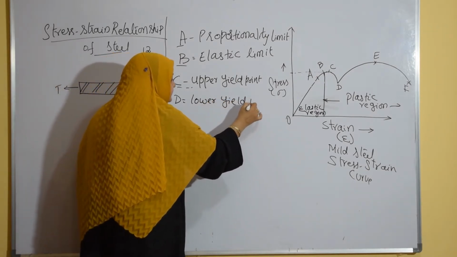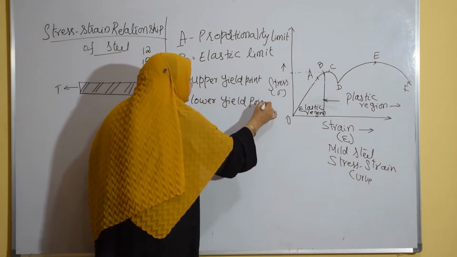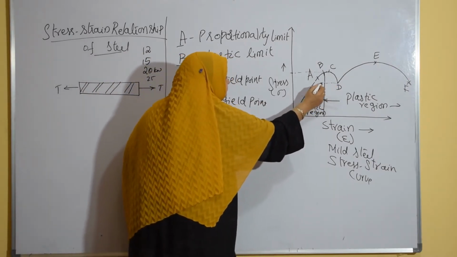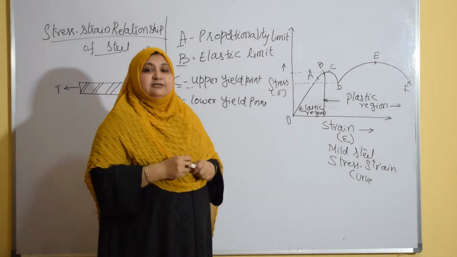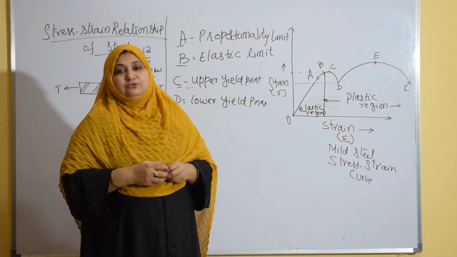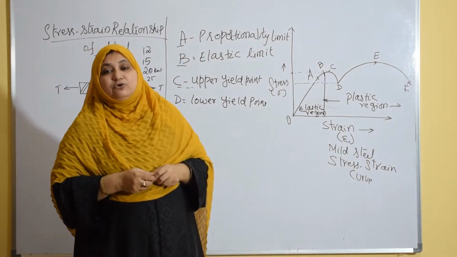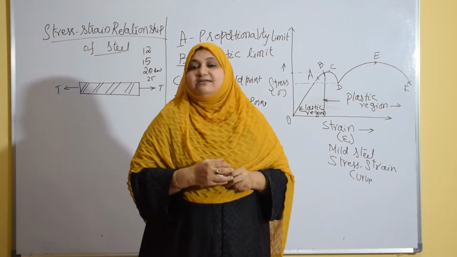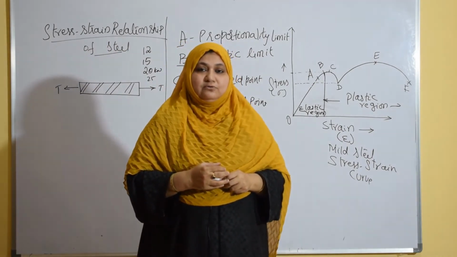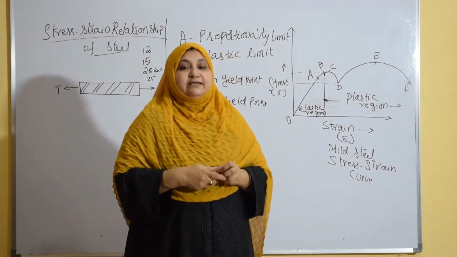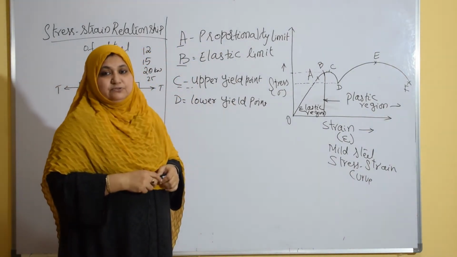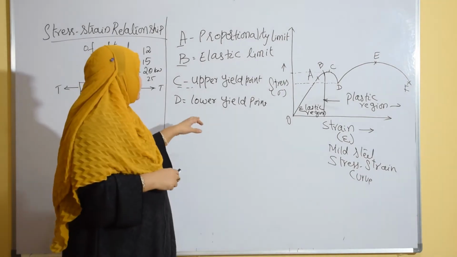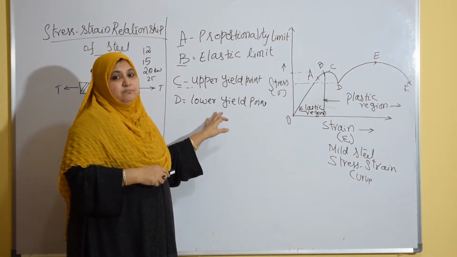Lower yield point means it is the minimum load at which yielding continues, even without any increase in the load. If you are not going to increase any load after 25, even then yielding continues. Right? So that is why it is called the lower yield point.